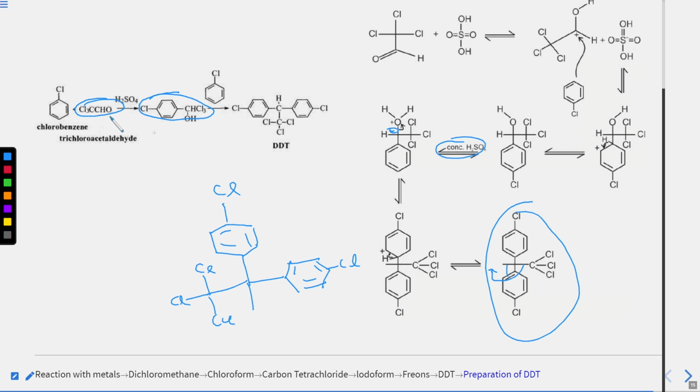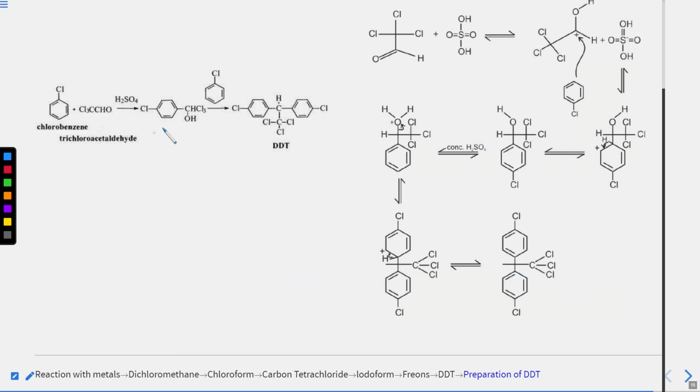So for the first step, this one is the electrophile. In the second step, this one is the electrophile. What is the acid, or the catalyst, that has been used? It is H2SO4. What is the nucleophile in both of these cases? In both cases, we have chlorobenzene, because this is the one that is giving its electron, or that is attracted towards the positive charge.